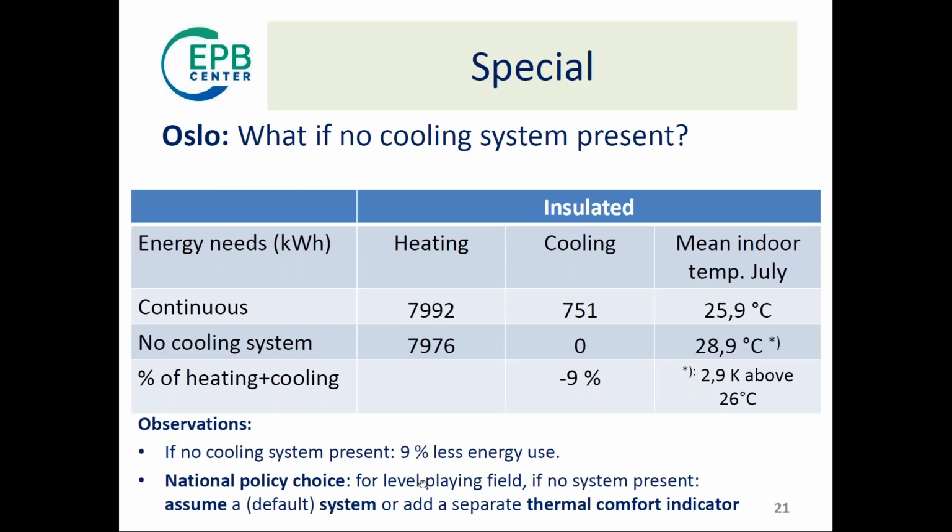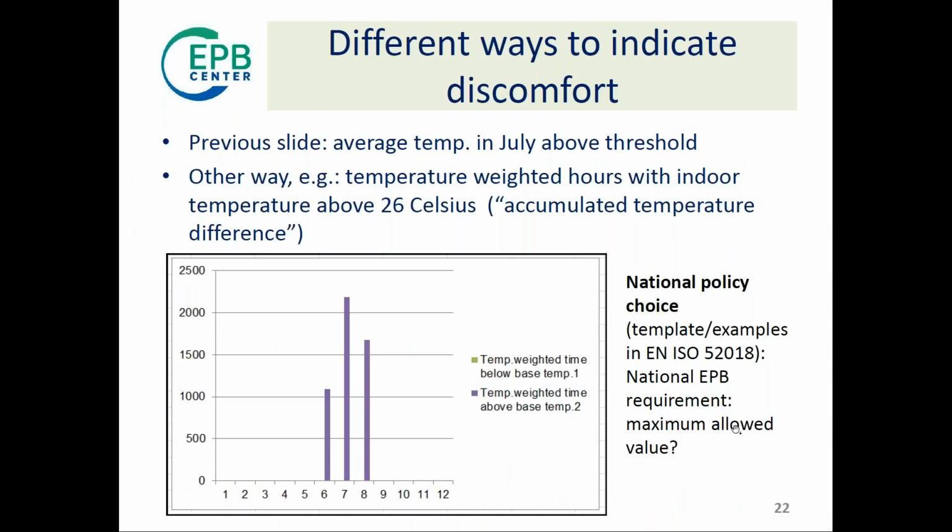So again, you could have as a national choice to say it's mandatory to have a fictitious cooling system in this case in your calculation, or you could add a separate thermal comfort indicator. In this case, the indicator could be that you are in the warmest months 2.9 degrees on the average above a certain threshold, in this case 26 degrees.